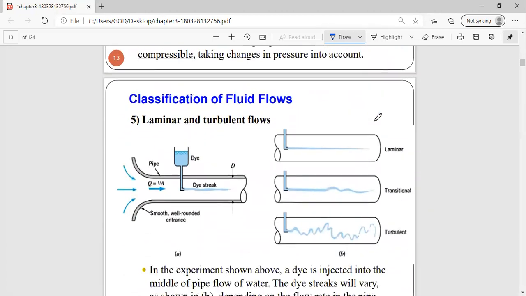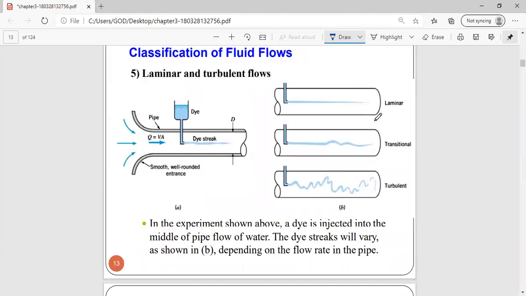We go for laminar and turbulent. It is one of the important classifications. We have an experiment on this in the lab. A dye, which is some colored liquid, has an entrance here. From this entrance, you are sending the water, and the dye is a colored liquid.